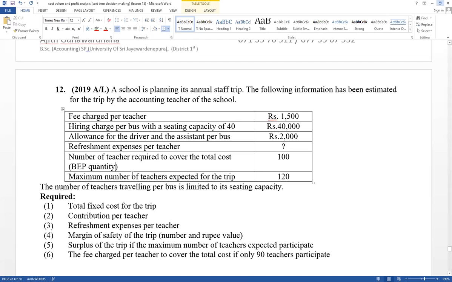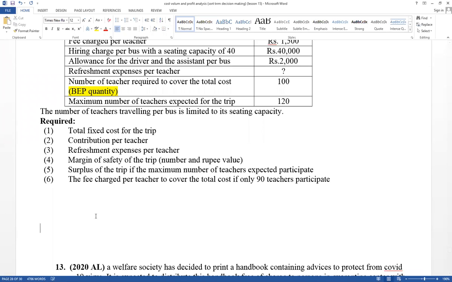This is a 2019 paper. To cover the total cost, a given number of teachers participate. Break-even point quantity. First, the total fixed cost of the trip. Therefore, try to calculate the total fixed cost.